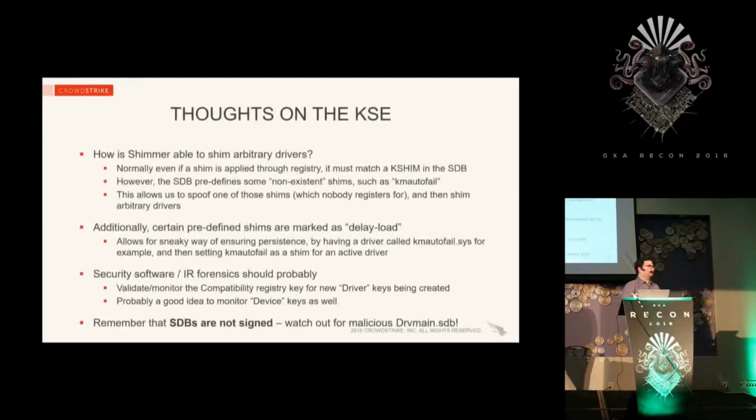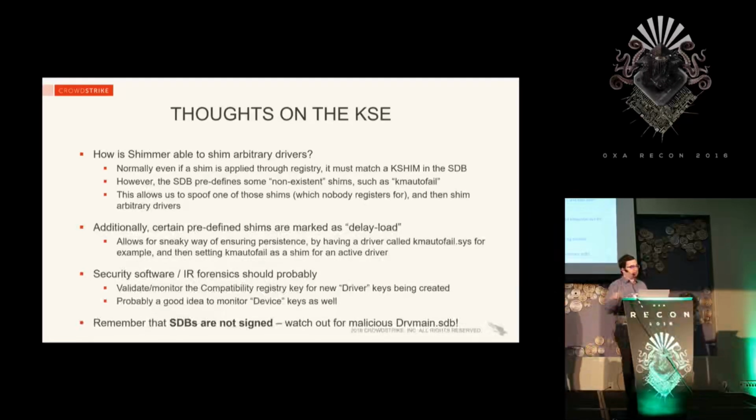One of the questions you might have is, how is the shimmer tool able to shim arbitrary drivers? Because we said that if a shim is applied in the registry, it has to match a shim in the SDB. And I haven't modified my SDB to say that there's now a new shim called shimmer. What's really cool, though, is that the SDB predefines some non-existing shims. There's a shim called KM autofail with a GUID. Now, KM autofail doesn't actually exist. So nothing on the system comes up and says, I am KM autofail, and here's my GUID.